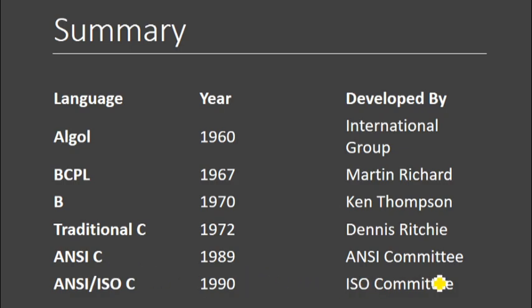The ANSI C committee is the American National Standards Institute. After that, ANSI C and the International Standards Organization adopted it in 1990, and it was finally formed as the standard C language. So this is the whole story of the C language.